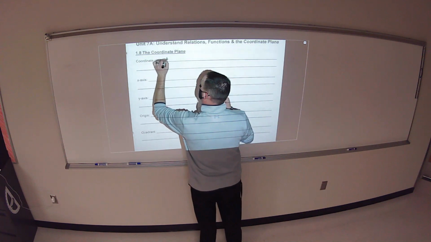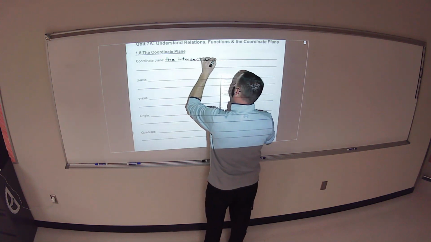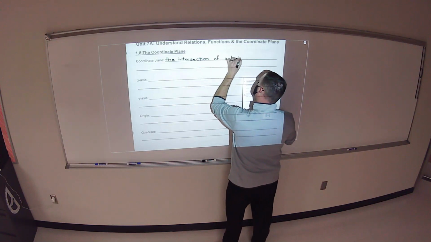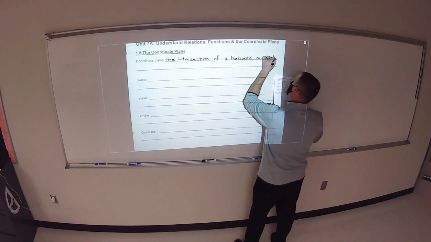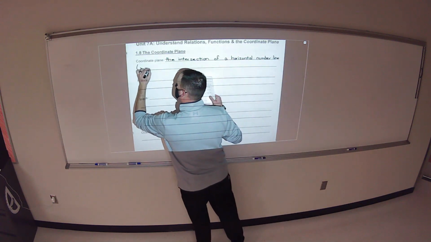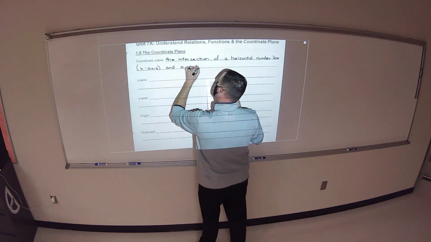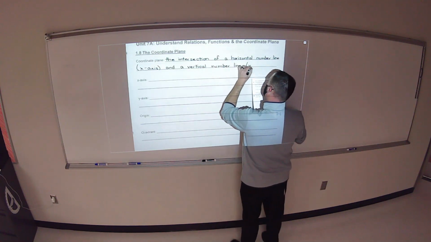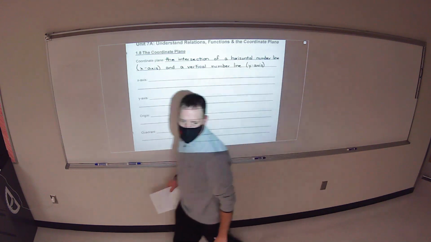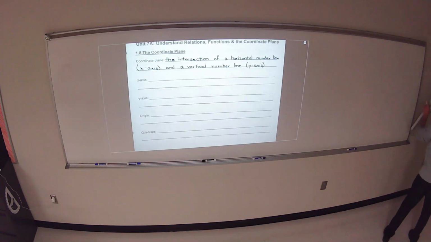This is the intersection of a horizontal number line, which we refer to as the x-axis, and a vertical number line, which we refer to as the y-axis. The intersection of a horizontal number line and a vertical number line.